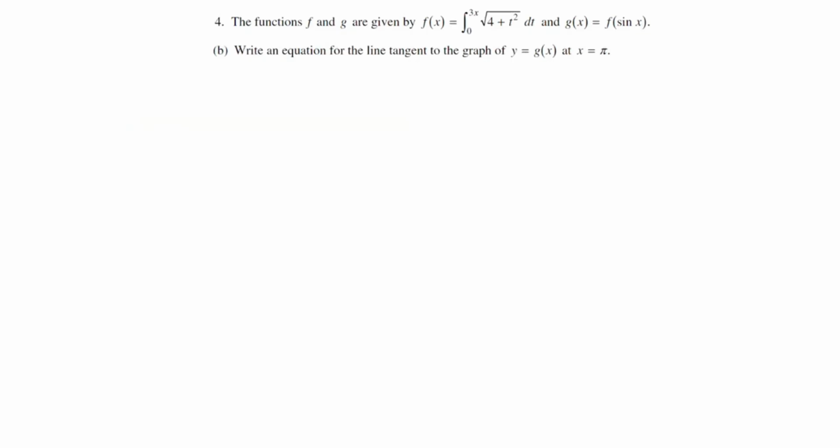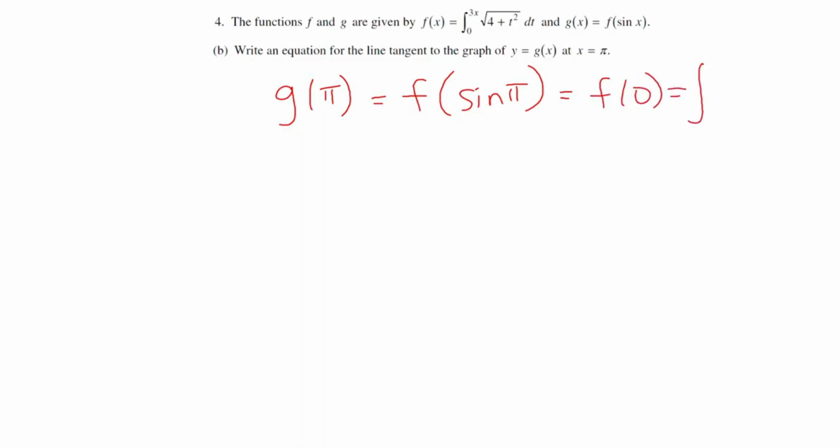In part B, they want us to write the equation of a line tangent to g at x equals pi. So we need to find g of pi. G of pi will be f of sine pi, and we know that the sine of pi is 0. So that's just f of 0, which is the integral from 0 to 0 of 4 plus root 4 plus t squared. Well, the integral from 0 to 0 of anything is just 0. So we know that g of pi is 0, which means that we're looking at the point pi comma 0.